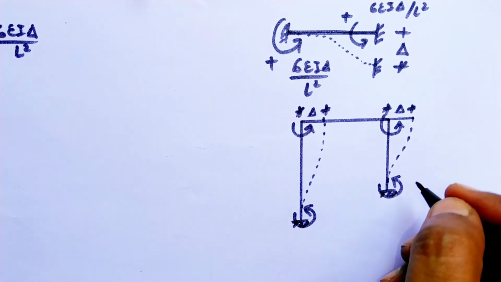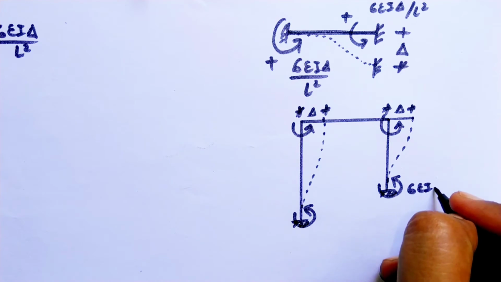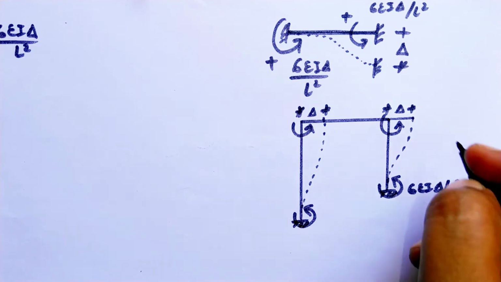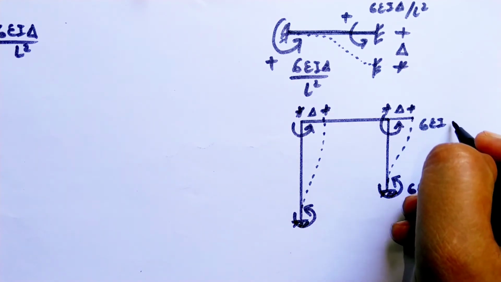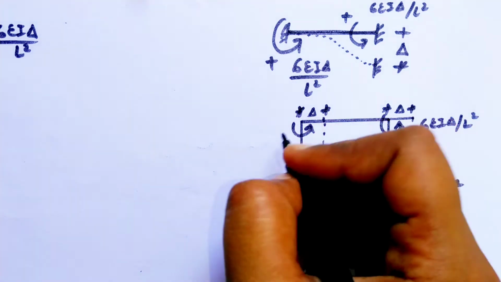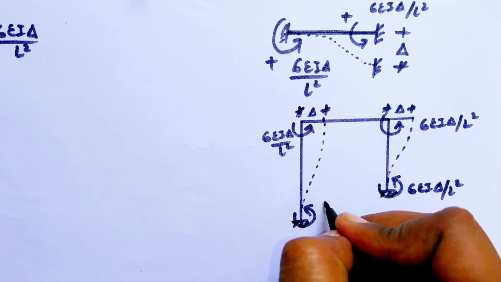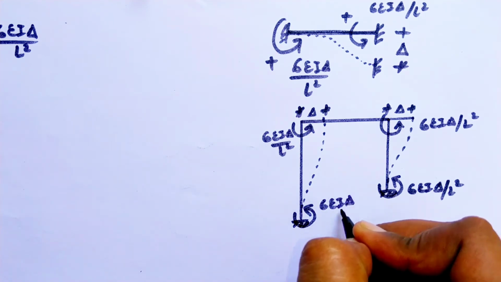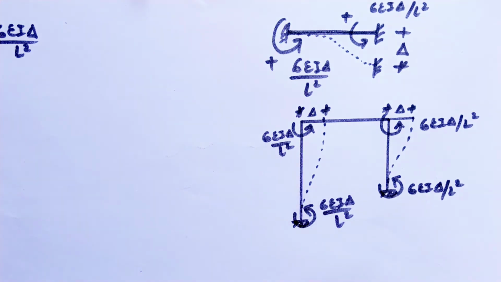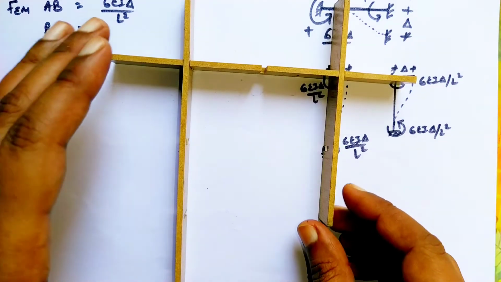So your top moments are because of the shifting and bottom moments are resisting the deflection. So the value is 6 EI delta by L square. So these are the moments which we are going to use for the non-sway analysis. So we will be writing 6 EI delta by L square.